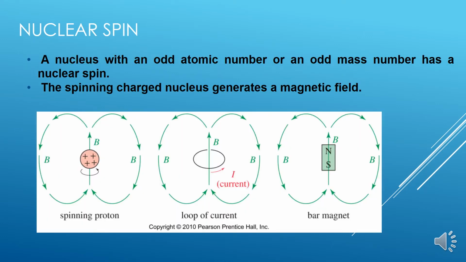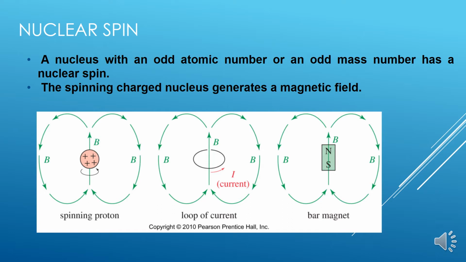Okay, as I told in the beginning, the nucleus with odd atomic number or odd mass number has nuclear spin. That means these spinning, charged nuclei generate a magnetic field. That is like a loop of current around these charged nuclei.